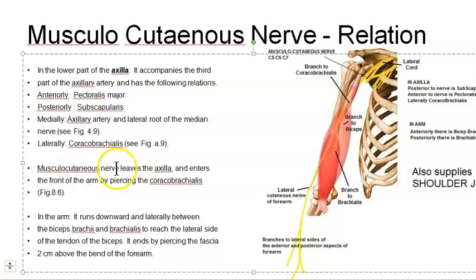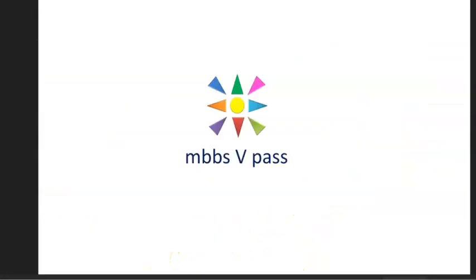Now coming to the arm. When it leaves the axilla, it enters the arm by piercing the coracobrachialis. So which muscle does it pierce? It pierces the coracobrachialis muscle, and then in the arm it runs downwards laterally between the biceps brachii and the brachialis. Same story we are repeating again. It runs between these two muscles, and then it will reach the lateral side of the tendon of biceps. Obviously it is going lateral, you can see here, and then it is going to pierce the deep fascia and come out as the lateral cutaneous nerve in your forearm.